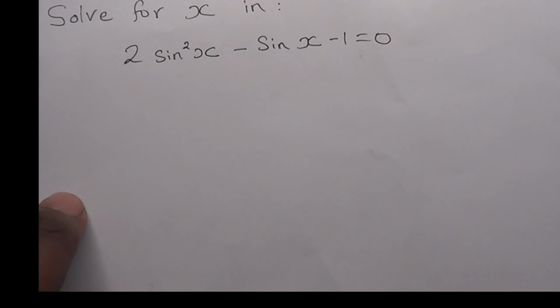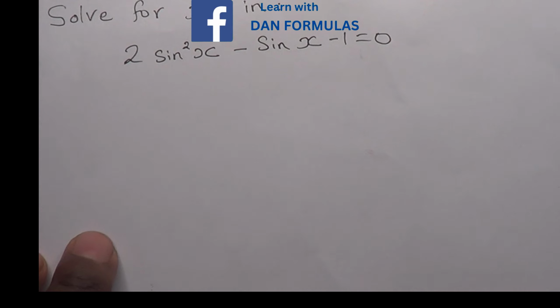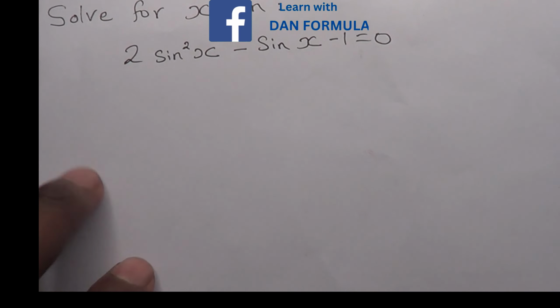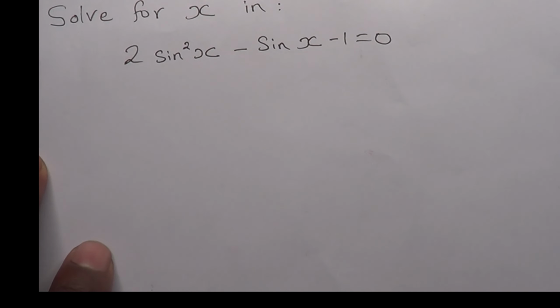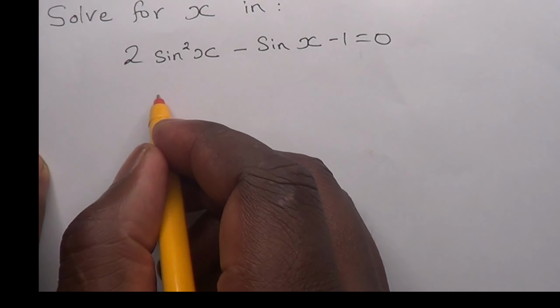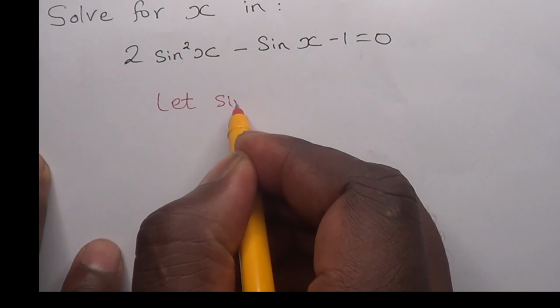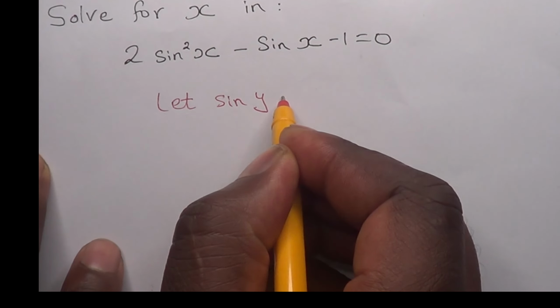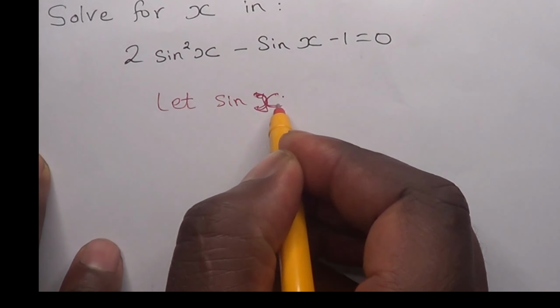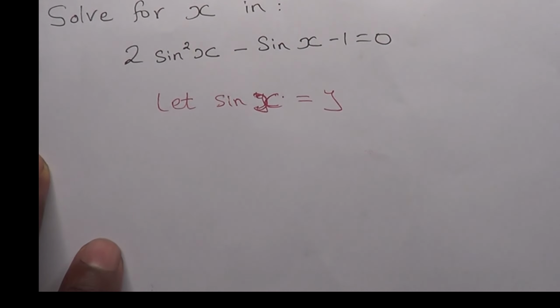We are told to solve for x in 2 sin squared x minus sin x minus 1 equals 0. So for this question, we need to solve for x. What I want to do is let sin x equal, let us say, y. Okay, y is just a number, a letter. We pick a letter and then we put it there.